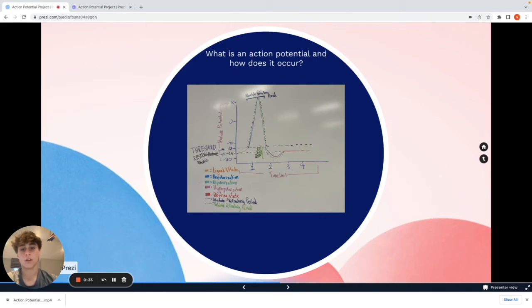Due to the increase in positively charged ions, the charge depolarizes inside the cell body, which subsequently causes the voltage of the neuron to increase. The charge across the membrane must reach the voltage threshold of negative 55 millivolts in order for an action potential to occur. If the signal is not strong enough, an action potential will not fire, as action potentials are all or nothing. They do not have degrees of magnitude.